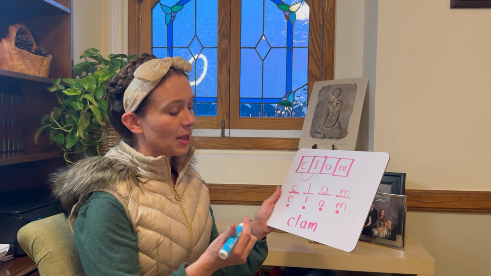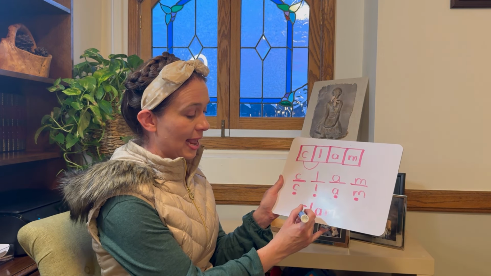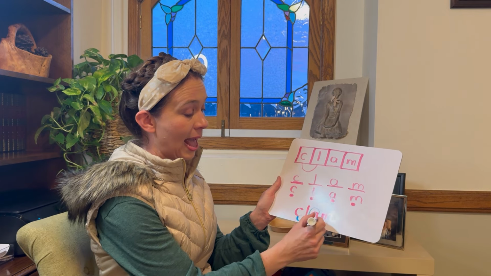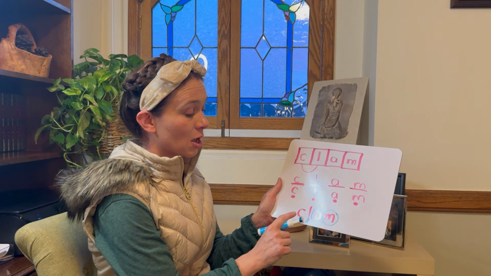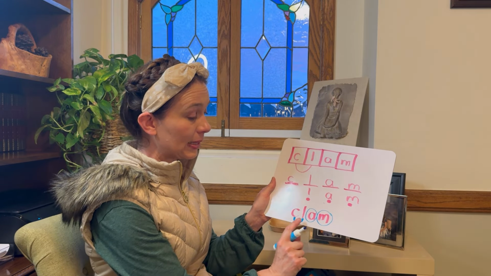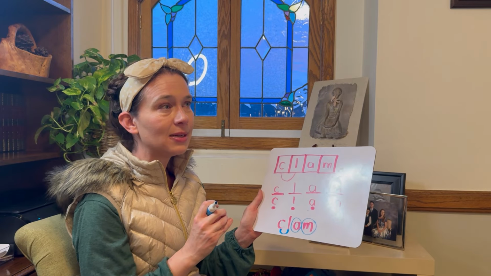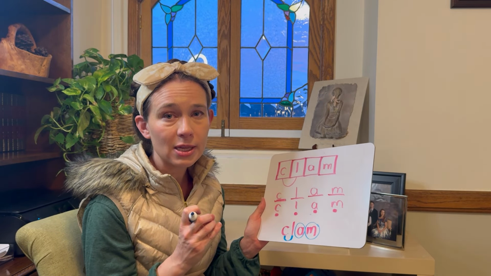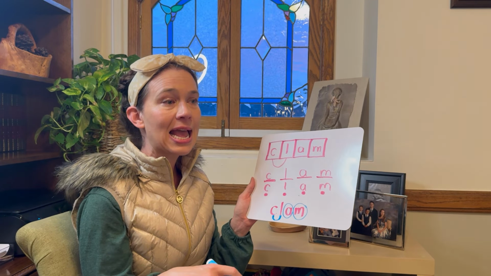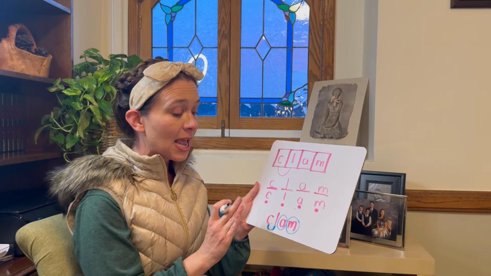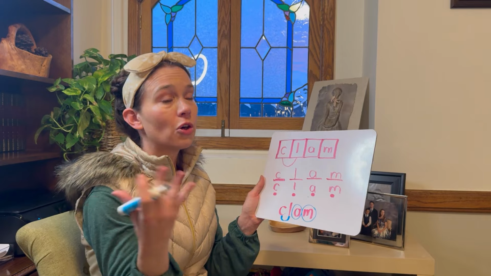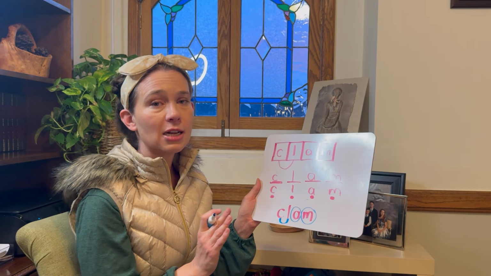All right, so in this case, I might just go ahead and show that blend like this. K, ul, a. Clam, blend it, clam. And again, blending sounds together is really, really tricky for learning littles. They don't always get it right. There's some that are trickier than others. And so if you need to isolate that and really work on it, go back and do that. That's okay. That's perfectly okay.